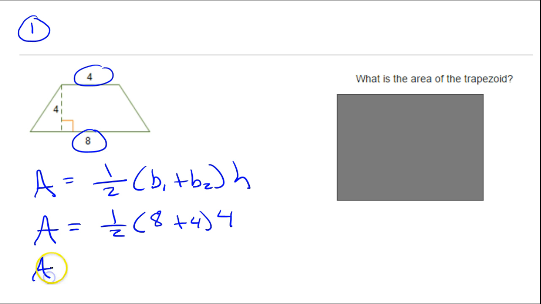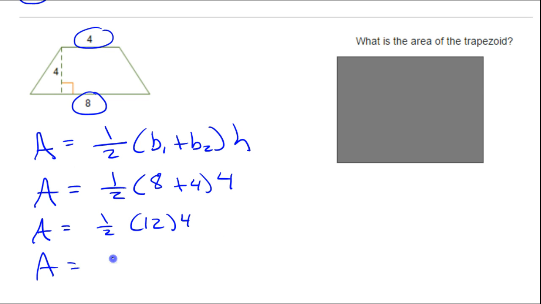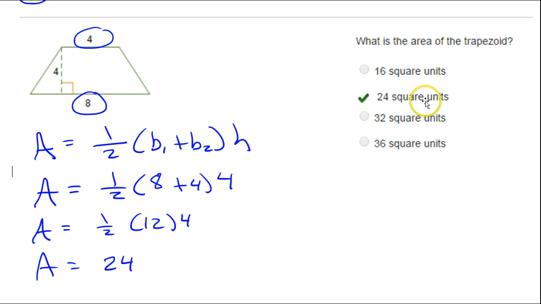You could probably work this out by hand. 8 plus 4 is 12. Half of 12 is 6. And 6 times 4 is 24. So the area is 24 square units.